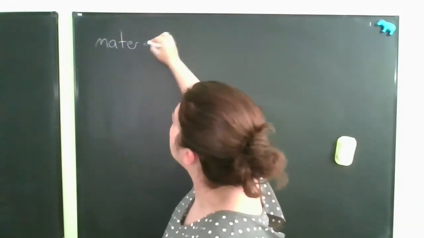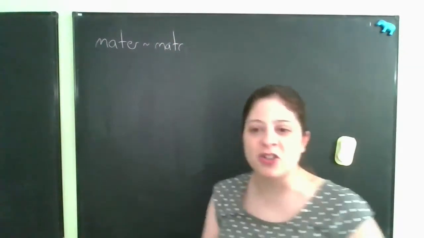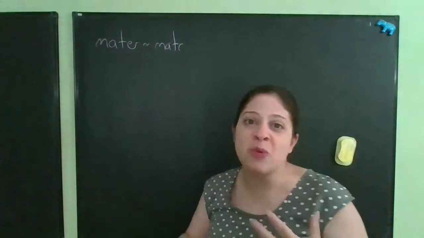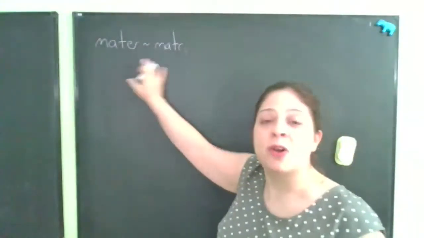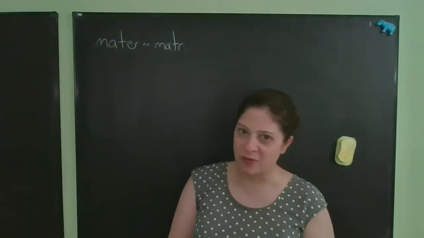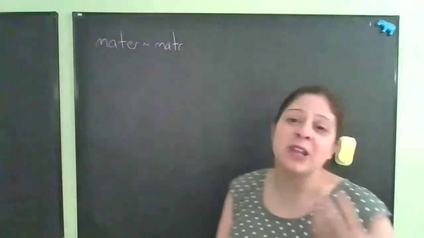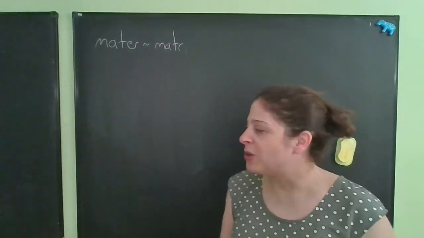So, mater, and then I do the little squiggle in matra. And this is an important thing to note here, because you're going to see it a lot. And that is that there are a number of roots that have more than one form. Usually they have a second form. And the reason for that we will get into when we look at the Greek and Latin languages that they come from in a little bit more detail.